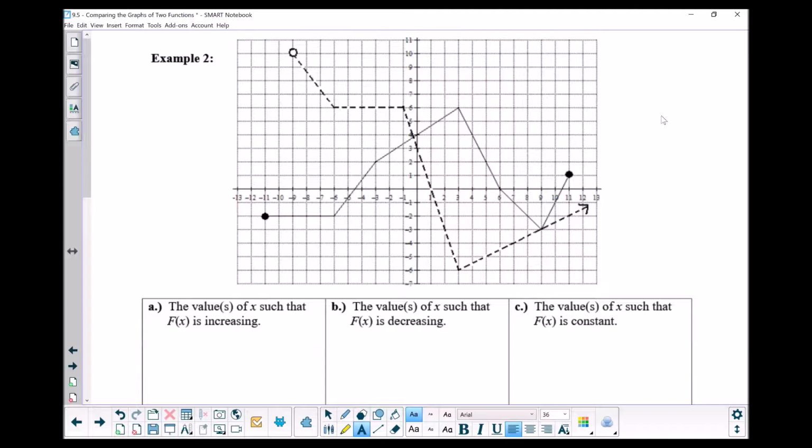Section 9.5, we're going to look at examples 2 and 3. This recording will be posted to Schoology in case you want to rewatch it or if you weren't able to attend the session. So here we go. We've got example 2.